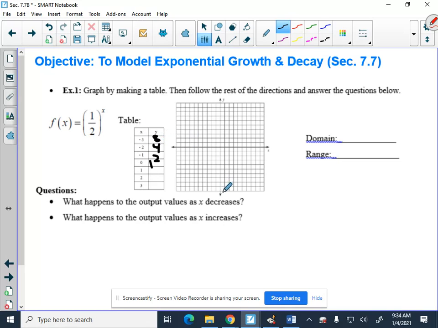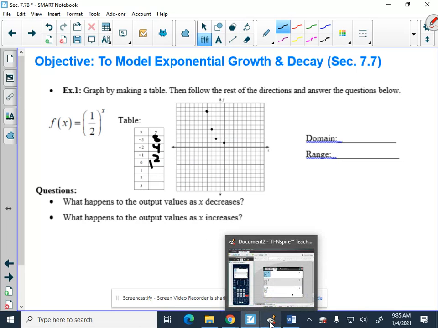I'm going to start to graph some of these on here. At -3, I'm going to go up 8. 1, 2, 3, 4, 5, 6, 7, 8. The next one over at -2, it's only 4 tall. It's half as tall. That's decaying. It's getting lower. Then at -1, it's at 2. At 0, it's 1.